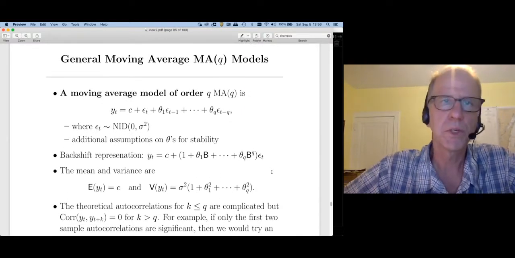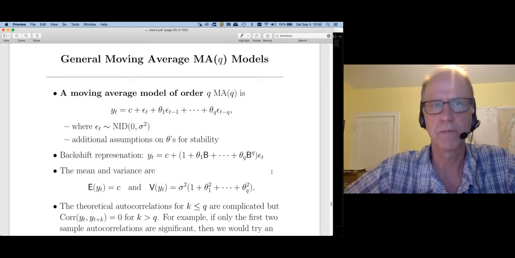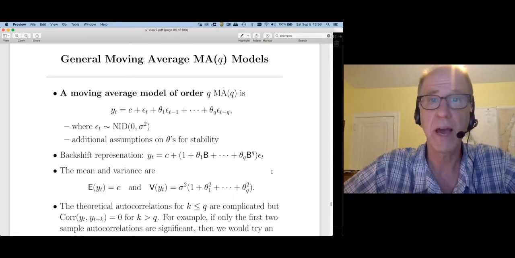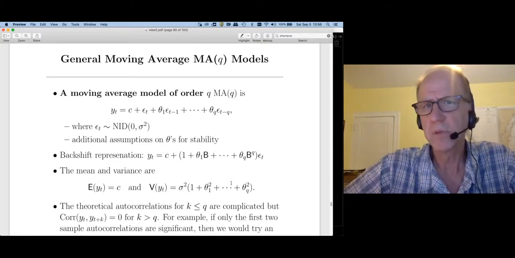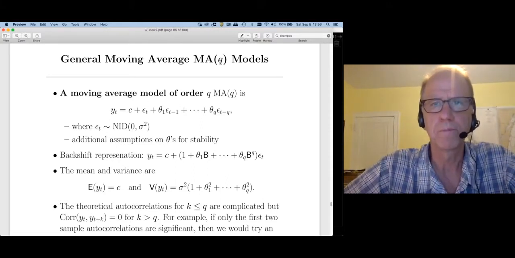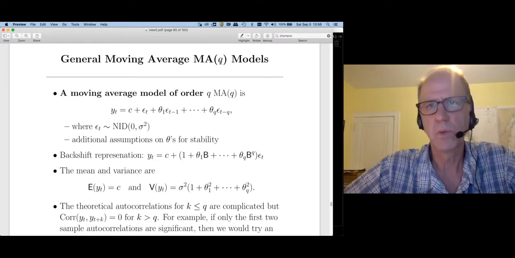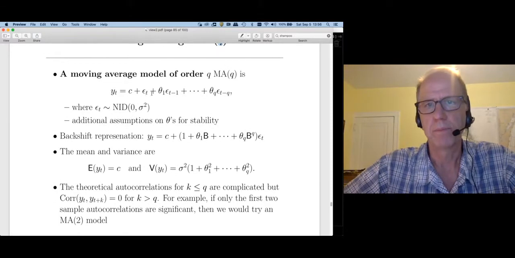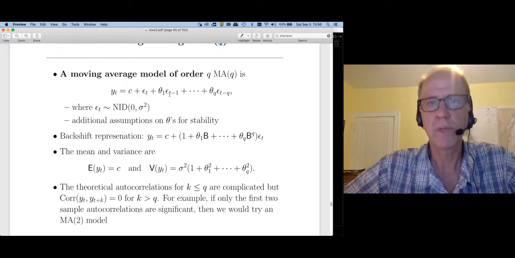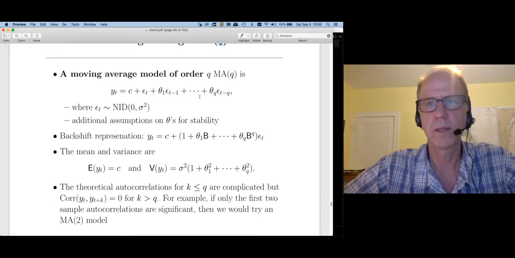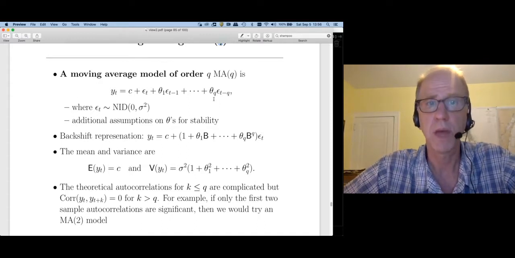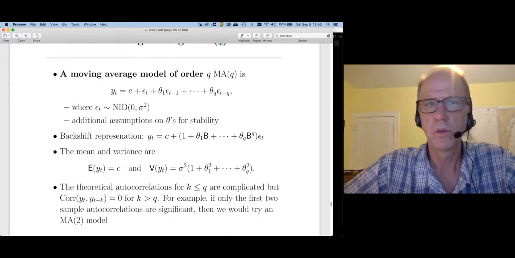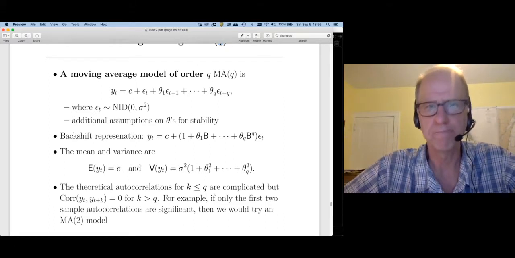Well, just as we generalize the autoregressive process, we can generalize the moving average process. Here's a moving average of order Q. In this class, we're going to reserve the letter Q for the order of a moving average process. So Q is always that order. This is that model. So instead of having only the previous error enter into it, we're going to let the previous Q errors enter into our next value of Y.